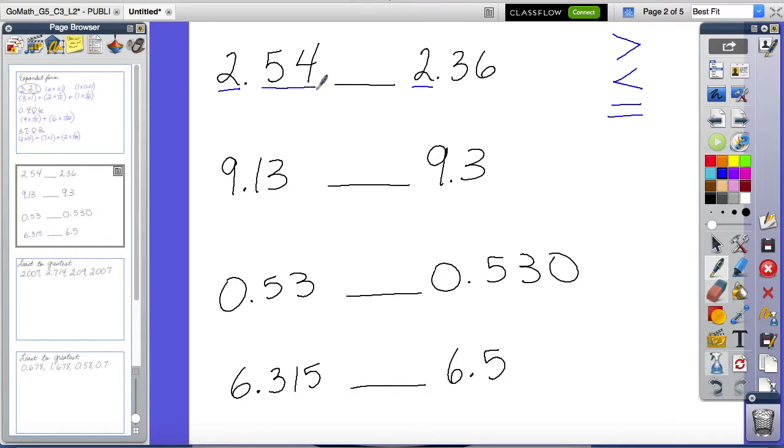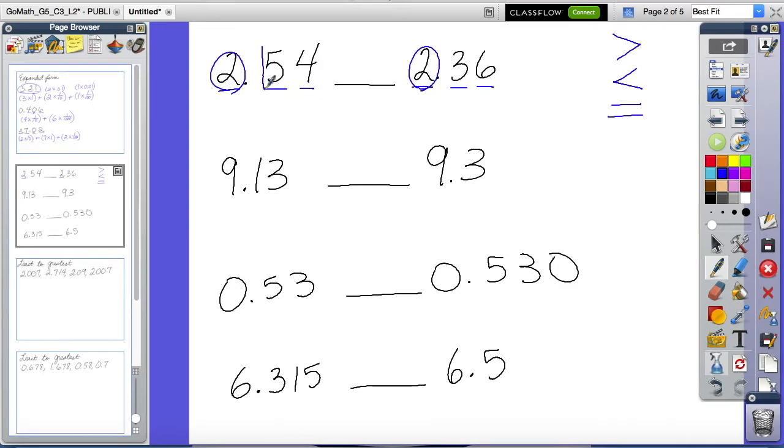This decimal here has 2 places behind the decimal. This one also has 2 places behind the decimal. So we can compare them as they are. No extra steps are needed. So we look, both of them have a 2 in the ones place.